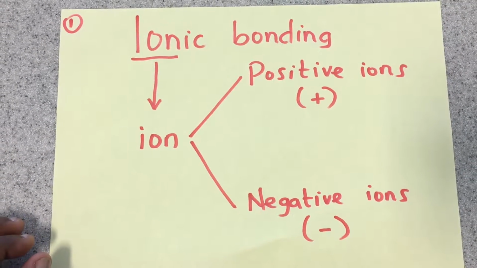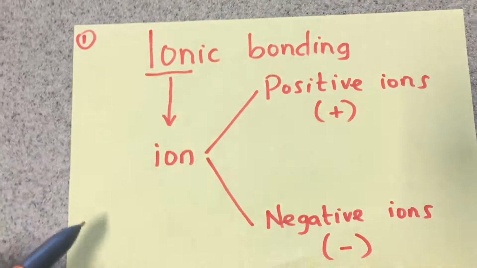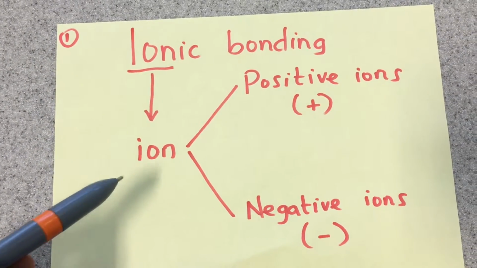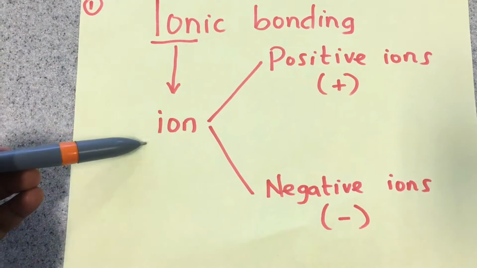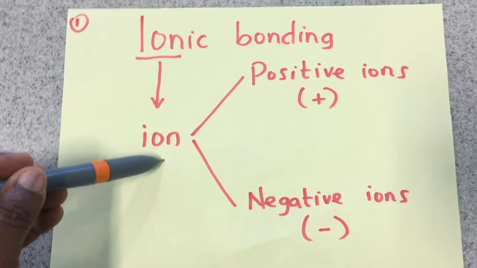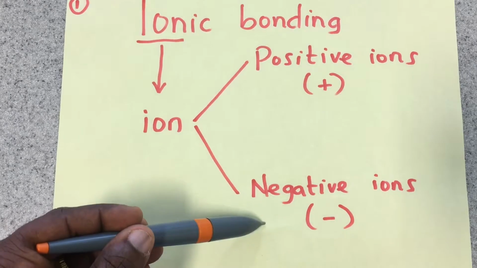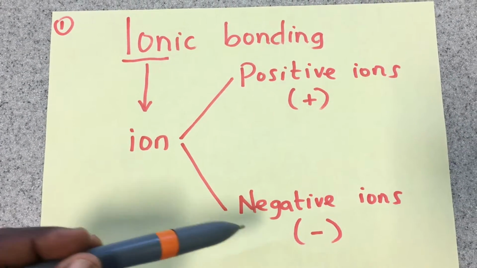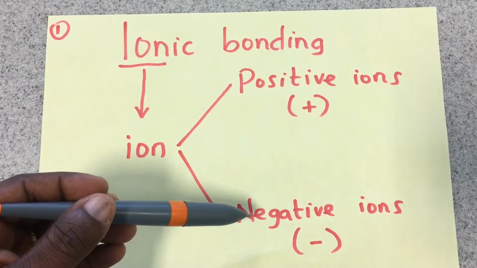We are having a look at ionic bonding today. There are a few things that you should note, the key points. Ionic bonding, the word ionic contains ion, so you can see I-O-N. There are two forms of ions in chemistry, positive ions and negative ions. I'm not talking about the element iron. Here I'm talking about positive and negative ions.